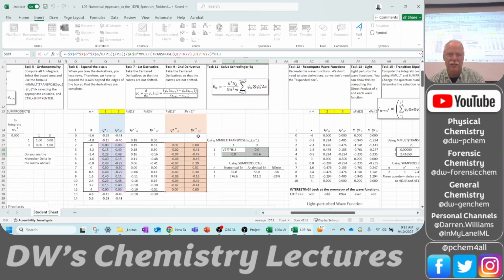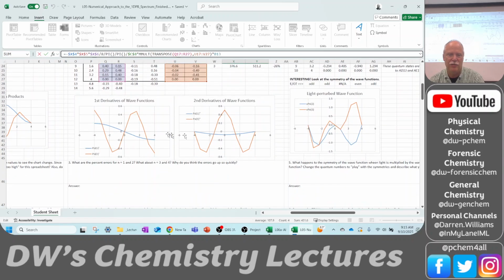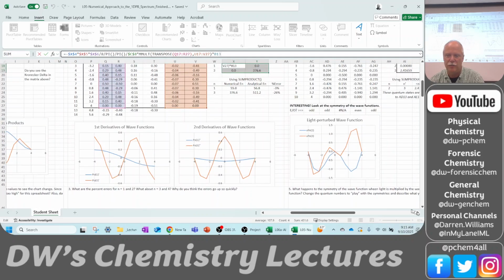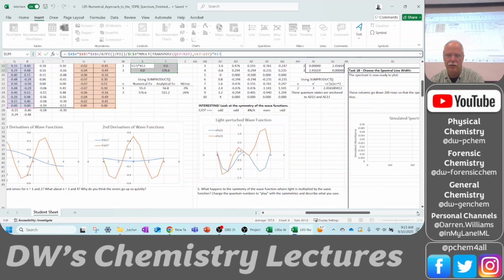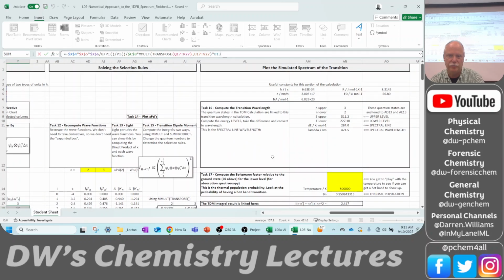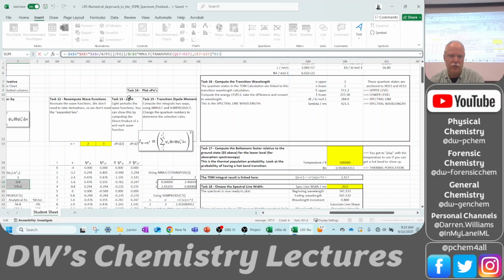Yeah. So that's the Schrodinger equation, and the first derivative, second derivatives. You can comment on those things. Then we get over here to the spectroscopy piece, simulating the spectrum. So this is the third panel. So we can solve for the selection rules.